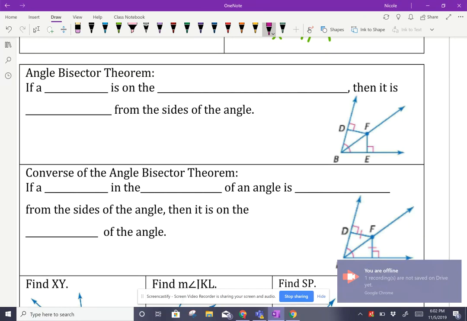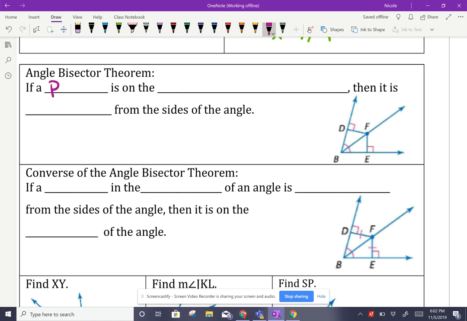All right, so as we move on, we're going to cover the angle bisector theorem. Again, angle bisector is something we've talked about. We're just going to meet it a little differently. This is not the definition of angle bisector. This is the angle bisector theorem, slightly different.